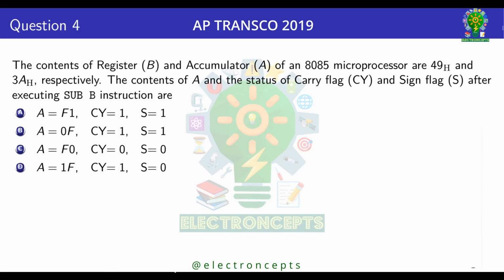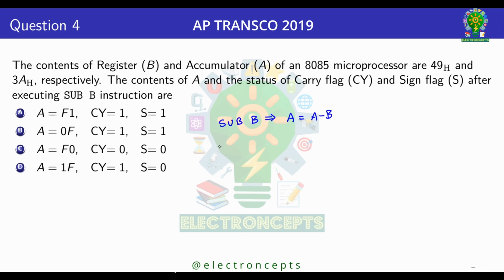Question number 4. The contents of register B and accumulator A of an 8085 microprocessor are 49 and 3A in hexadecimal form respectively. We need to determine the contents of A, status of carry flag and sign flag after execution of the SUB B instruction. In an 8085 microprocessor, the SUB B instruction means A is equal to A minus B. Here A is the accumulator. To perform the subtraction here, let us use the 2's complement method.